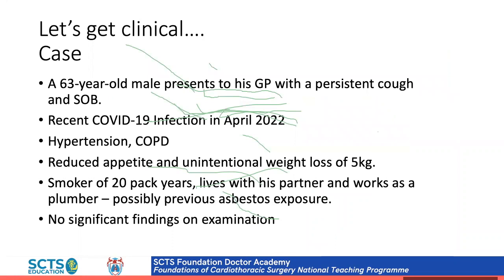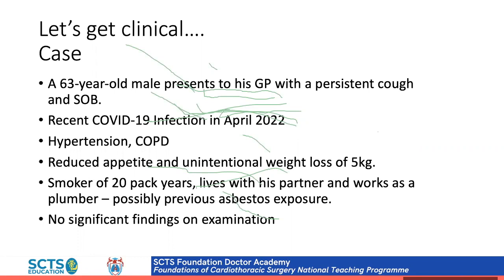And so after all of this, we're just going to be jumping into a case. This is a 63-year-old male, and he presents to his GP with a persistent cough and a shortness of breath. Now, he had a recent COVID infection in April, and he thinks the cough was because of COVID, but it's going on for a bit longer, so he sees his GP.